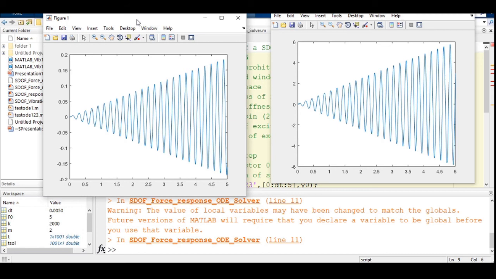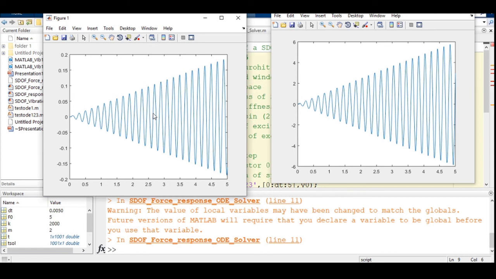So this is also a validation of your code, that when you make your natural frequency close to the excitation frequency, what happens? Now we have only one dominating frequency. There is no combination of two frequencies, because in the previous case the wave was not a perfectly harmonic wave.